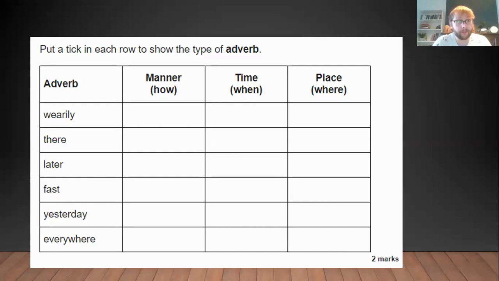So you just need to read down, think about whether it is telling you how something is being done, when something is being done, or where something is being done. When you've done that, write it in your book and then send it in to me with the rest of your work. Start the video up again when you've done it and I'll show you what the correct answers should have been. Speak to you in a second.